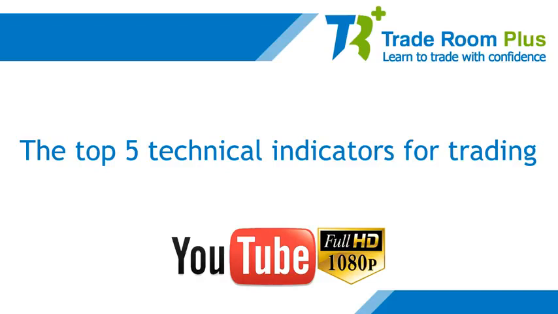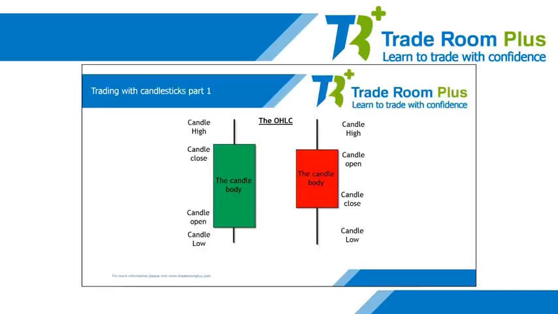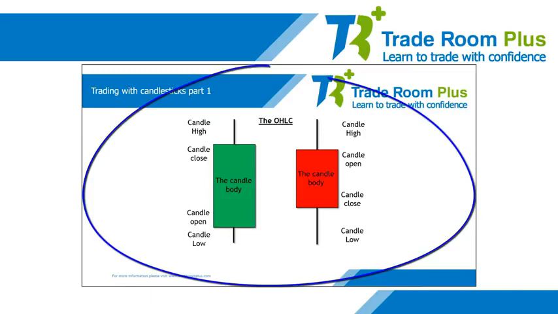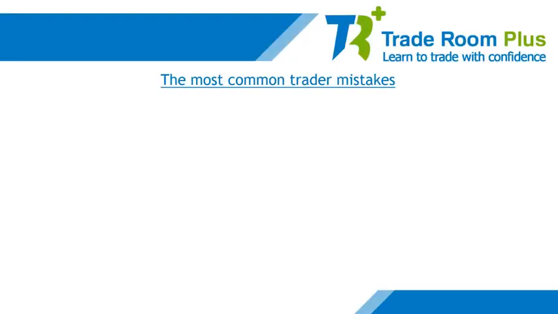Firstly, all the indicators we are going to show you are created from basic candlestick data. They all take their information from the basic price action, the open, high, low and close data. If you need to learn more about the basics of candlesticks, then please click here and watch our 3-part candlestick series.